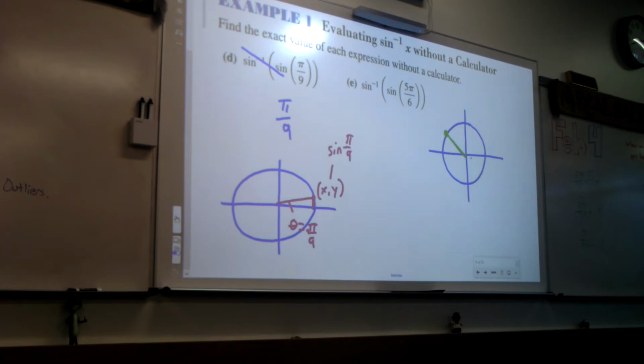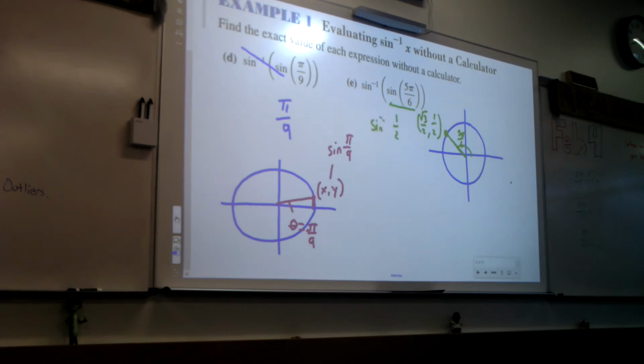When I do the sine of 5π/6, what is it going to be looking for? The y value. And we already know the values here at 5π/6. I believe the x is negative square root of 3 over 2, right? And is the y value 1/2? So the sine of 5π/6 is 1/2.